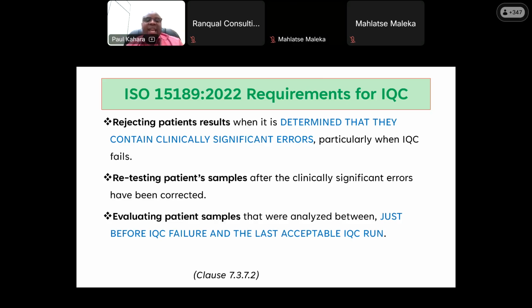That is to mean, if I run an IQC now and it fails, even though I'm going to correct and make sure that everything is in order, the standard requires that we move back until when the IQC was passing, just to know when the problem began. We are going to be talking about that in a few minutes.